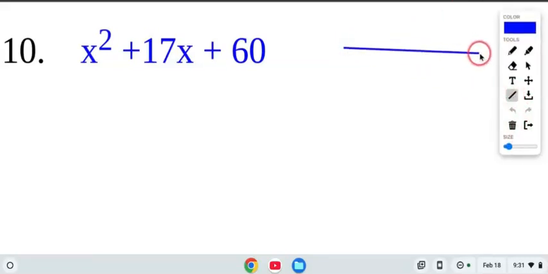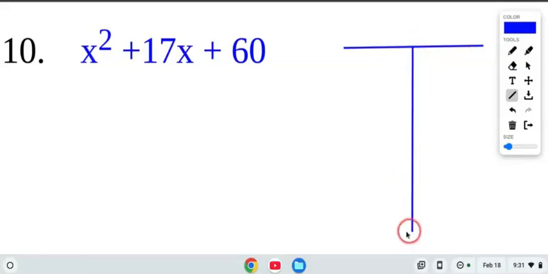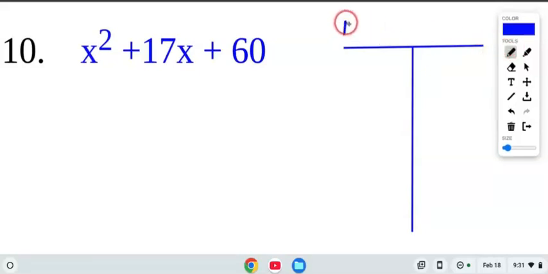So I'm going to set this up, just like I was doing before, with a T, and I'm going to put factors here. This is my factors, and this is my sum. I could just look at this, I already know what it is, but I'm going to show you how to do it with the calculator.